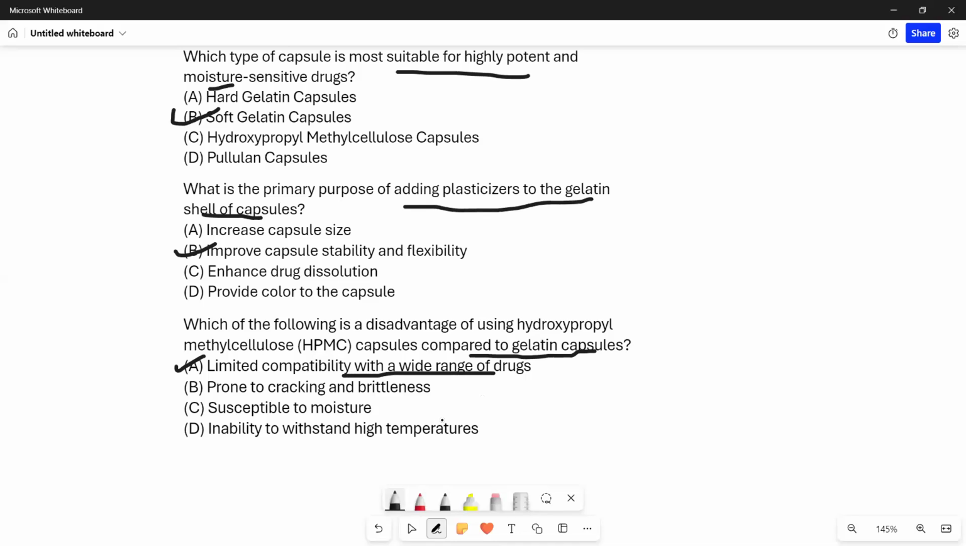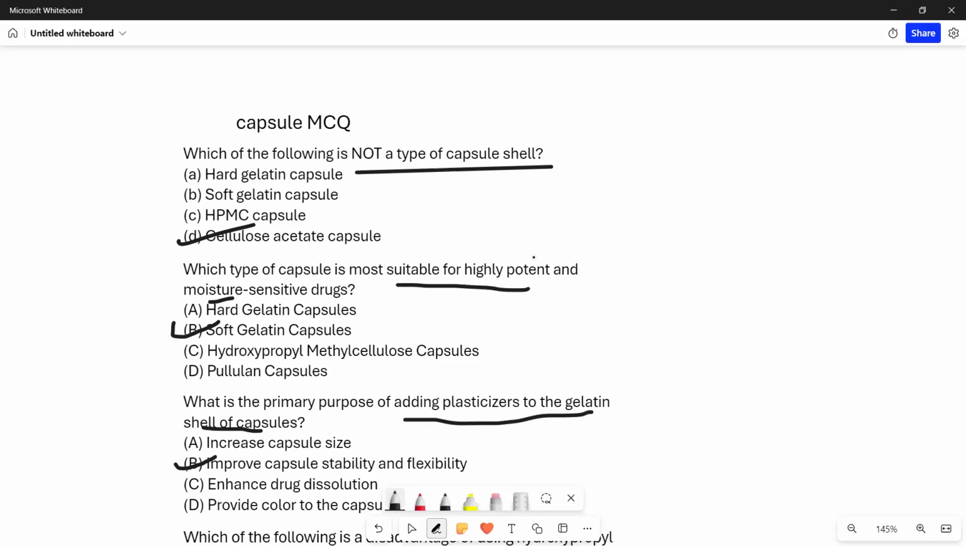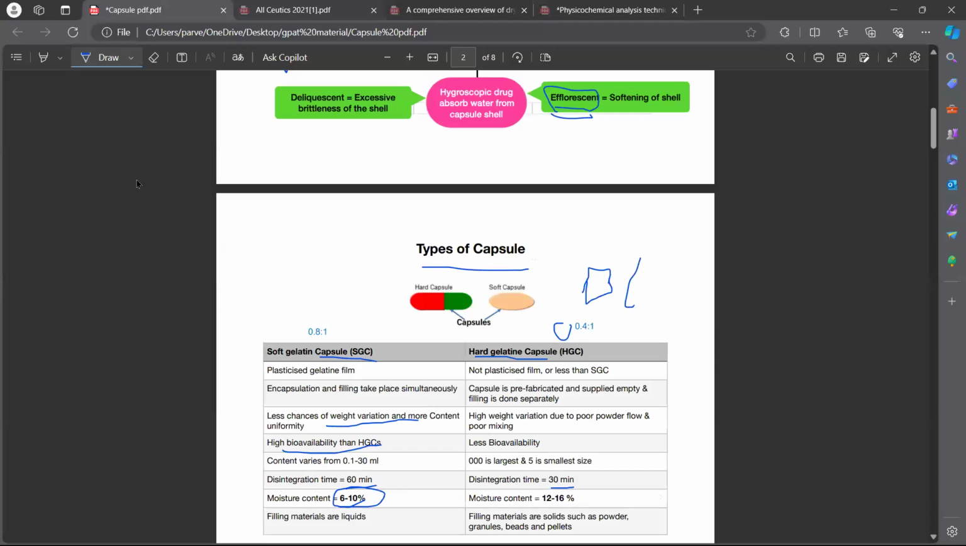So, now let us start our discussion. I think everyone is clear with the capsule. Does anyone have any doubts related to the capsule chapter, so that I can move into the next chapter, which is parenterals? Anyone has any doubt related to the capsules so that I can move to the next? Okay.